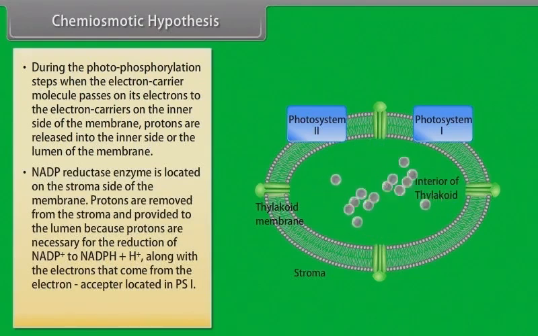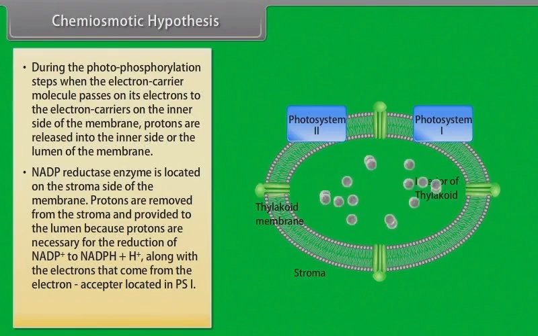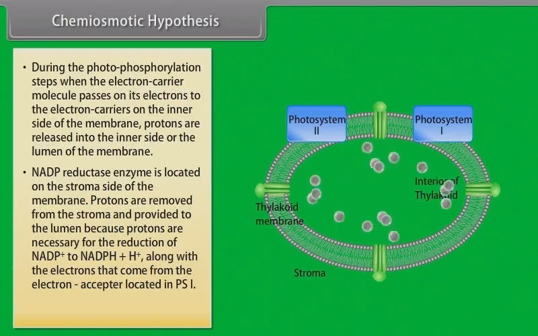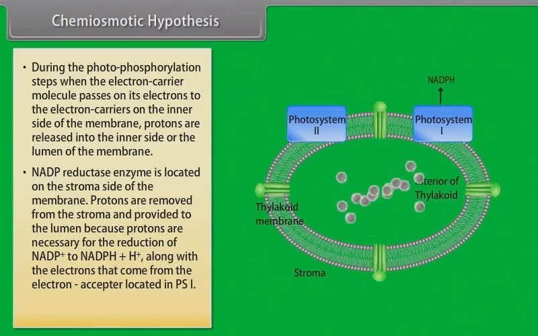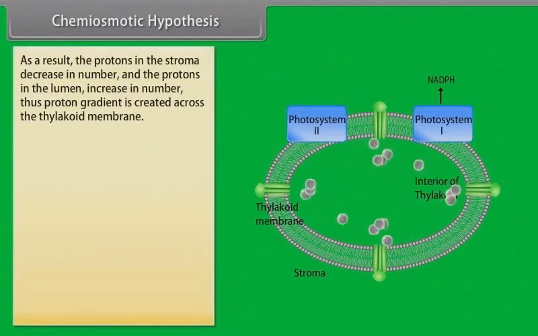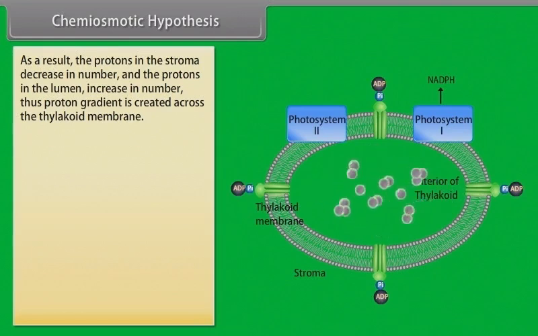The NADP reductase enzyme is located on the stroma side of the membrane. Protons are removed from the stroma because protons are necessary for the reduction of NADP+ to NADPH plus H+, along with the electrons that come from the electron acceptor located in PS1. As a result, the protons in the stroma decrease in number and the protons in the lumen increase in number. Thus, a proton gradient is created across the thylakoid membrane.